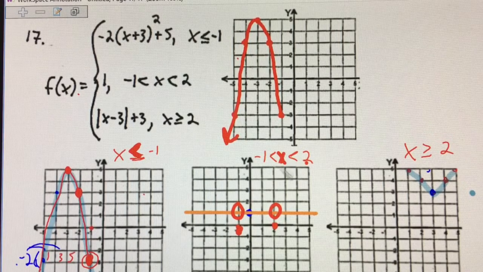The x is between the two numbers, so I'm going to shade between the two numbers. So I go to negative 1, 1, and place an open circle. I go to 2, 1, and place an open circle. And then I connect the dots.